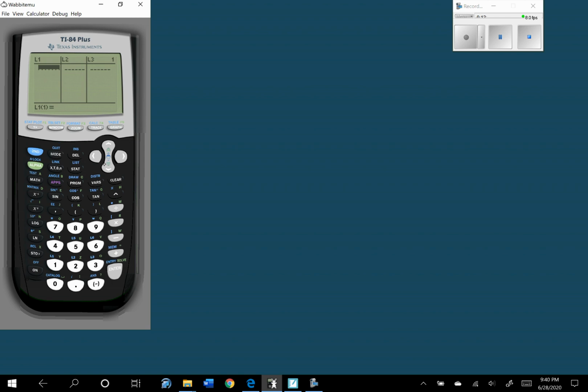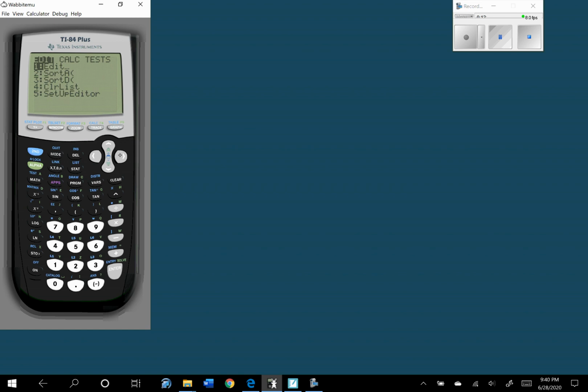So let's go ahead and enter those values. And so you guys should enter into your calculator as well. So we have 1, and then 2, 3, 4, 5, 6, and then in list 2, 3, 9, 19, 33, 51, and 73.